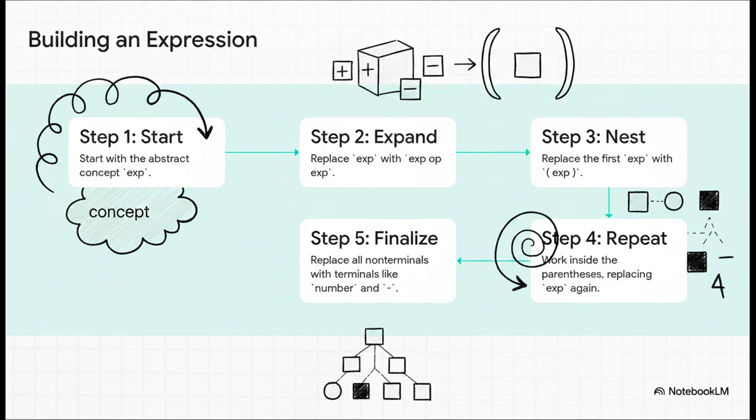And from there, it's just a matter of replacing all the remaining non-terminals with the actual terminals, like number, the minus sign, and the star. See that? Because we successfully found a path from our starting concept all the way down to the exact string, we've proven that the string is valid according to our grammar.